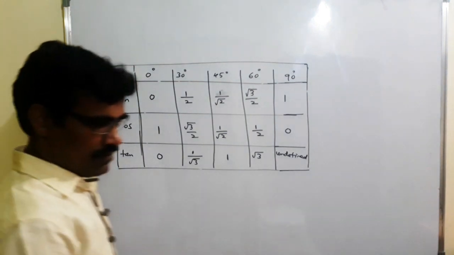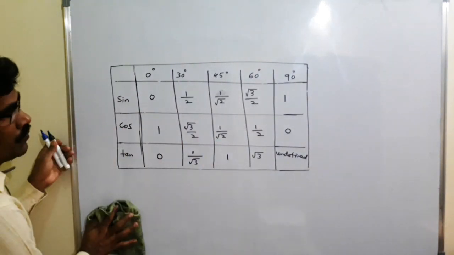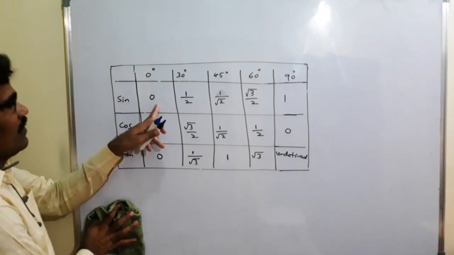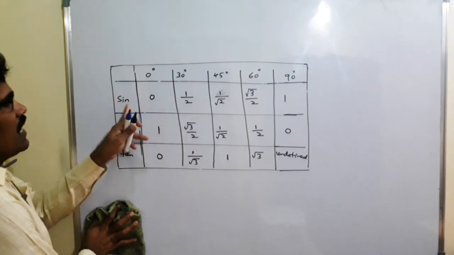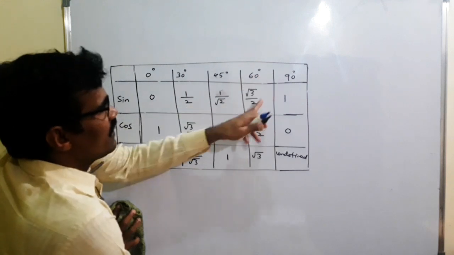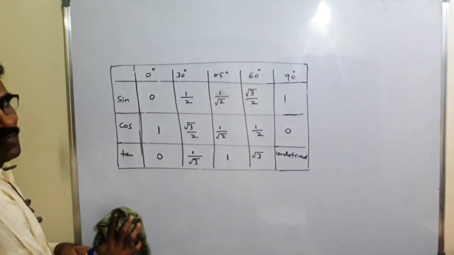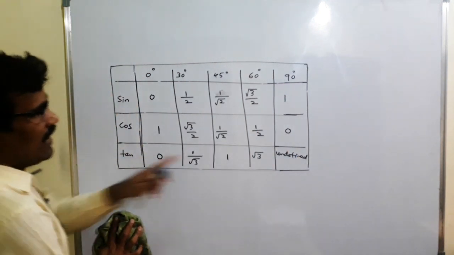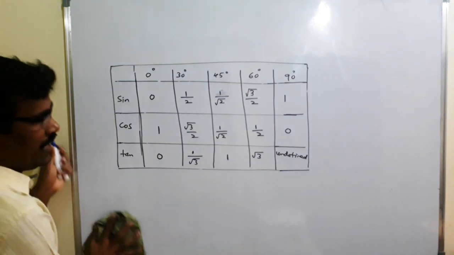After that, most important thing, listen carefully. You should remember this. Sine 0, 0. Sine 30, 1 by 2. Sine 45, 1 by root 2. Sine 60, root 3 by 2. Sine 90, 1. Cos 90, 0. Tan 90, undefined. Okay? Listen.